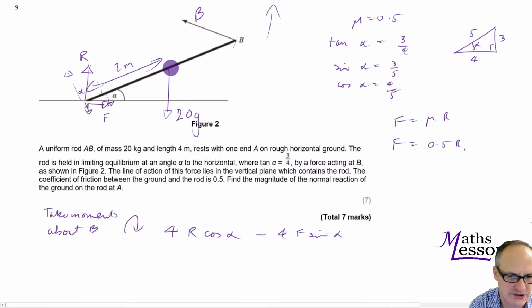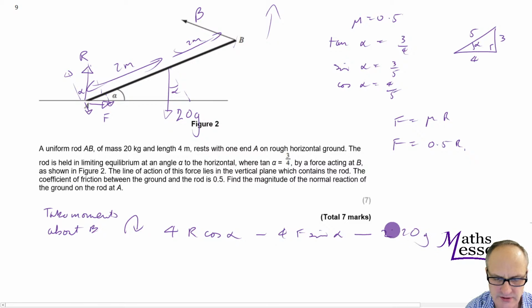And then we've got the G part of the force. So if that's alpha, this is 90 minus alpha. So this bit here must be alpha. So it's going to be the cos bit we're going to have. And that's also acting clockwise. So we're going to have minus, and its distance here is 2 meters. So we're going to have 2 times 20G times cos of alpha. And all those moments must equal 0 because we are in equilibrium.